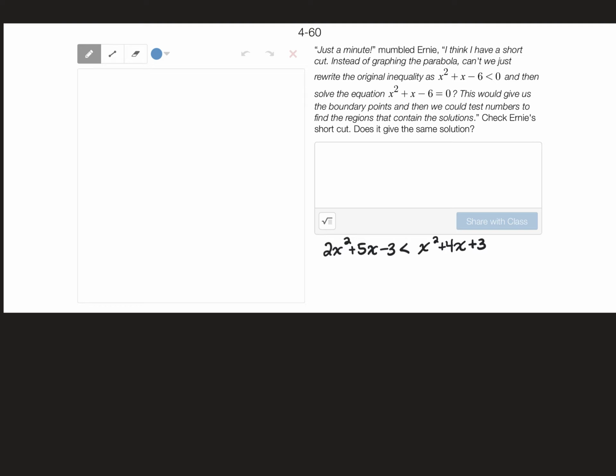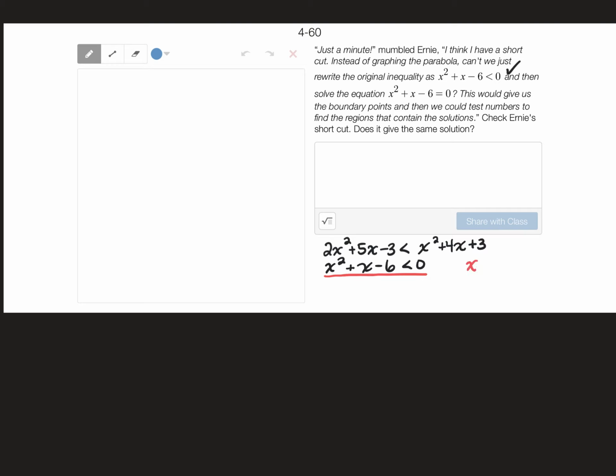I rewrote the original inequality down here. So if we subtract everything from both sides, subtract x squared from both sides, subtract 4x from both sides, and subtract 3 from both sides, we get the inequality that you see written up here. So now what he says is, couldn't we just take this and write it as an equation and find the values for x that are going to make it 0?